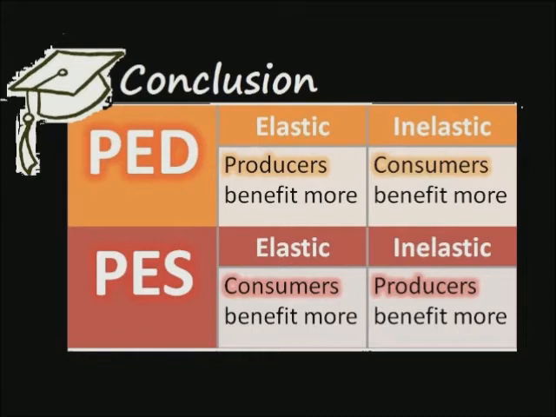In conclusion, changing the elasticities of demand and supply can determine how much of the subsidy is shared between the producer and consumer.